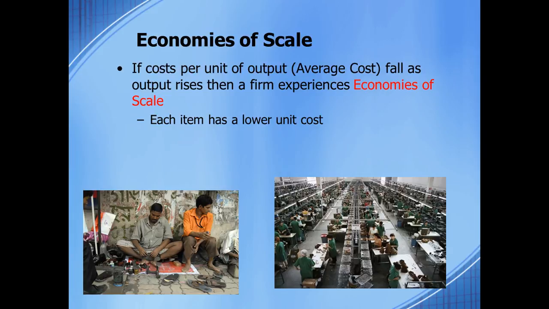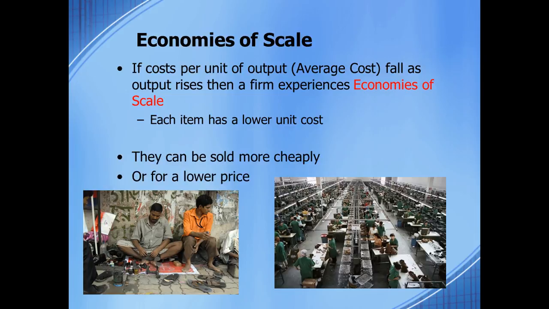So if the cost per unit of output, the average cost, falls as the output rises, then a firm experiences economies of scale, and each item has a lower unit cost, which is therefore of greater benefit to the business. They can be sold more cheaply or for a lower price and make a higher profit, and therefore it's in the firm's interest to achieve economies of scale if and when they can.